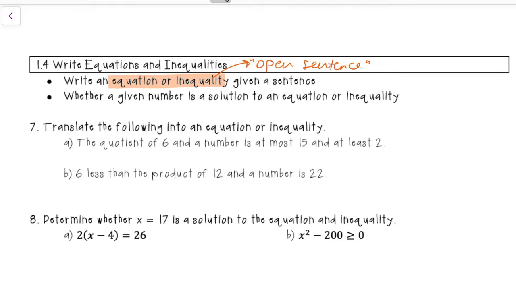And then you also need to be able to determine whether a given number is a solution to an equation or inequality. So in order to determine that, you pull a Glade and plug it in. Plug it in to check it. So number 7, we're going to do A together. You'll have B for homework. You need to be able to translate the following into an equation or inequality.